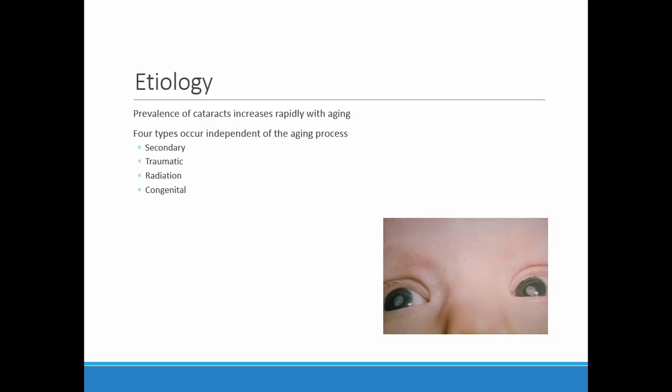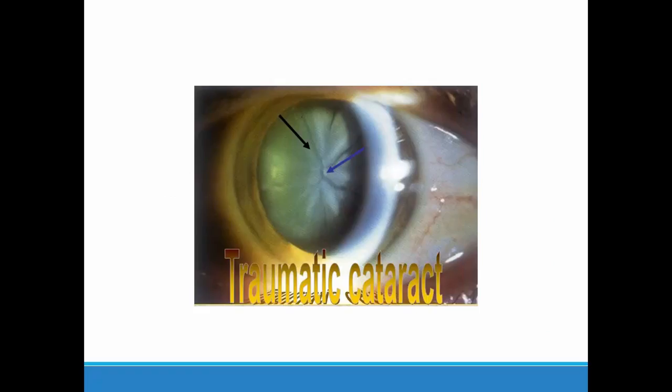Your traumatic cataracts are a result from an injury to the eye. Radiation causes cataracts by long-term exposure to radiation. Your congenital cataracts may appear at childbirth or during childhood, and it usually affects both eyes. And so this is just a picture of a traumatic cataract. A lot of times with the traumatic ones, sometimes you'll have lines through it, like a starburst kind of look, versus it just being completely opaque and cloudy.